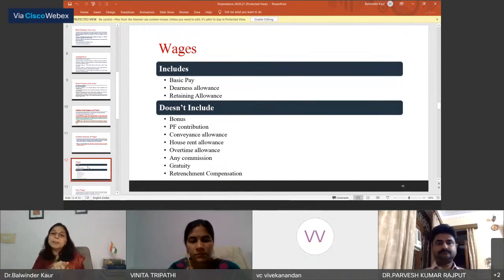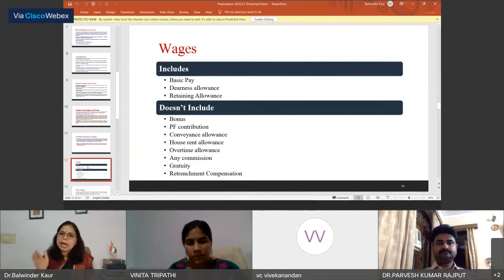Now, but then there is a problem. When you calculate the wages under the equal remuneration, conveyance allowance would be included under the definition of wages. So there is, we can say, a gray area. There is no clarity as to what would be considered as wages.